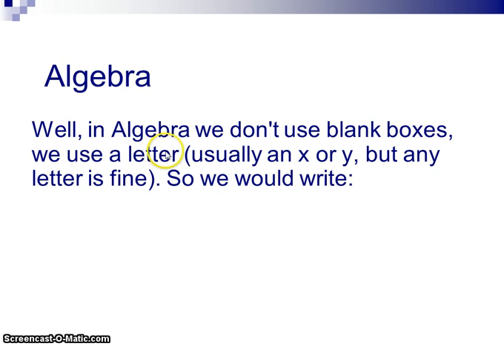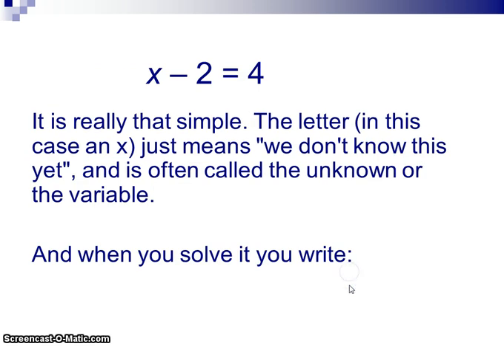Well, in algebra we don't use blank boxes. We use a variable, okay? A letter. Variable is just a fancy math word for letter. It's usually X or Y, but any letter is fine. So that same equation from before, we can just substitute X in for the missing box. Okay, so what number subtract 2 equals 4?